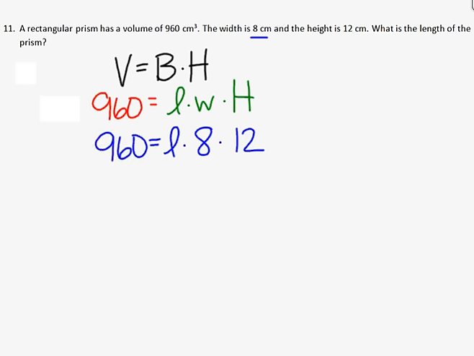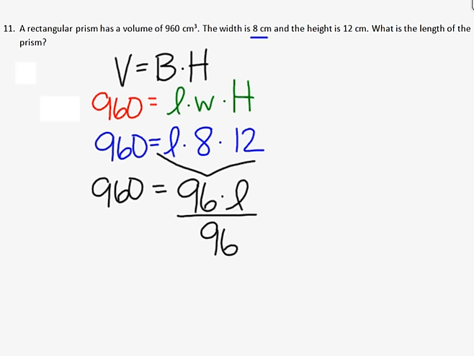So 8 times 12 is 96, so we're going to have 96 times length equals 960, and then divide both sides by 96 to get 10 for the length. Now, since we're just talking about a length, this is going to be in centimeters. So 10 centimeters represents the length.